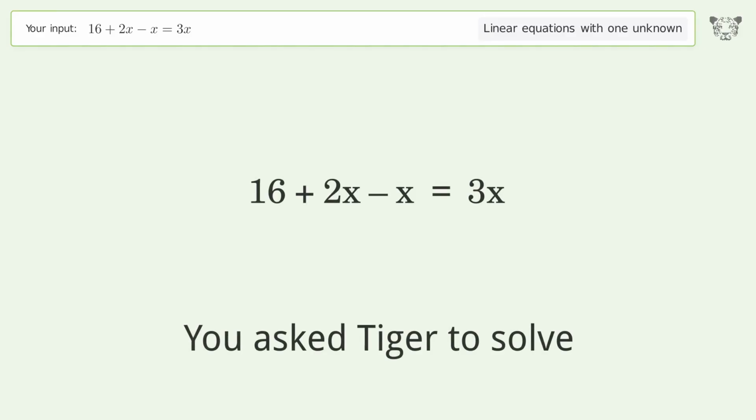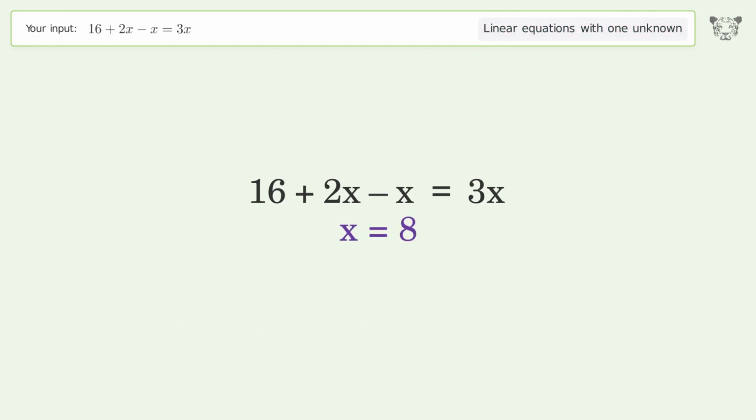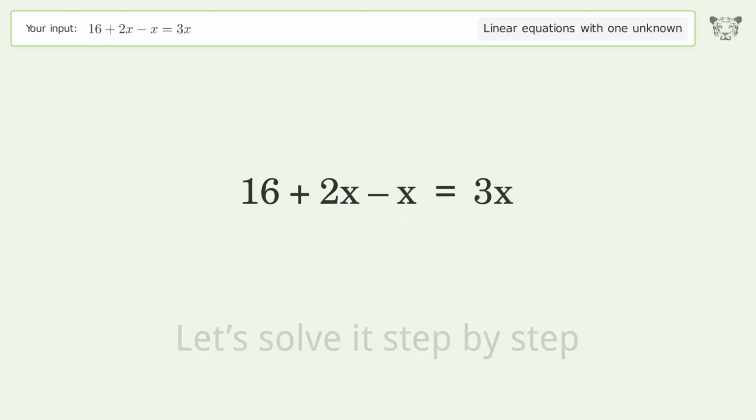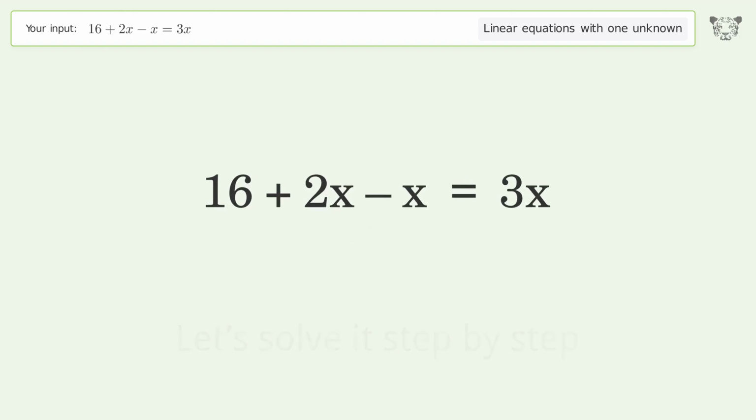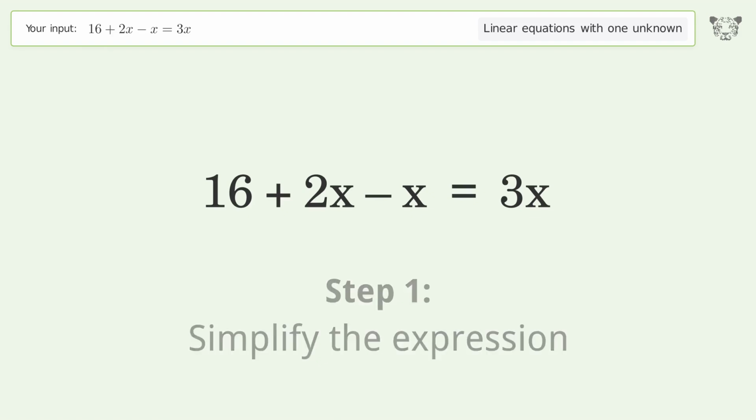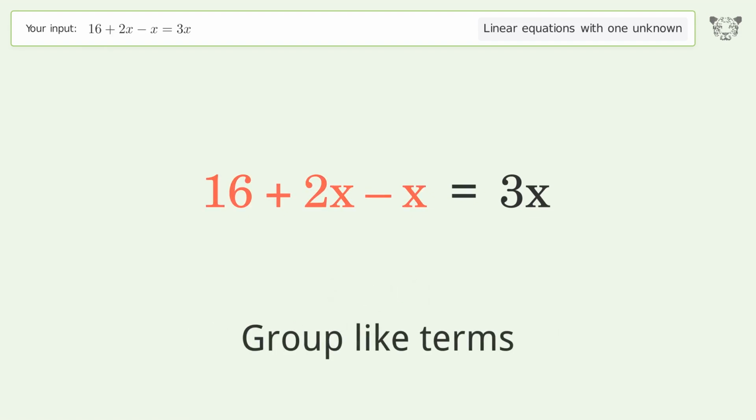You ask Tiger to solve. This deals with linear equations with one unknown. The final result is x equals 8. Let's solve it step by step. Simplify the expression. Group like terms.